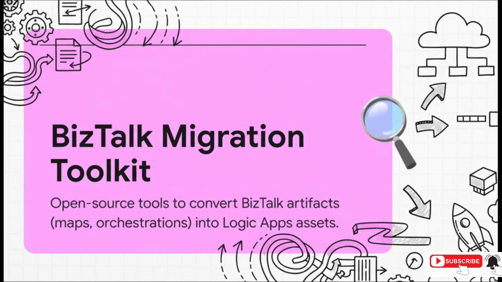And the second tool is all about modernization. It's the BizTalk Migration Starter Toolkit. This is a set of open-source utilities built specifically to help you convert those old, legacy BizTalk server artifacts, things like orchestrations and maps, into modern logic apps. This is really about giving you a huge head start on that move to the cloud.